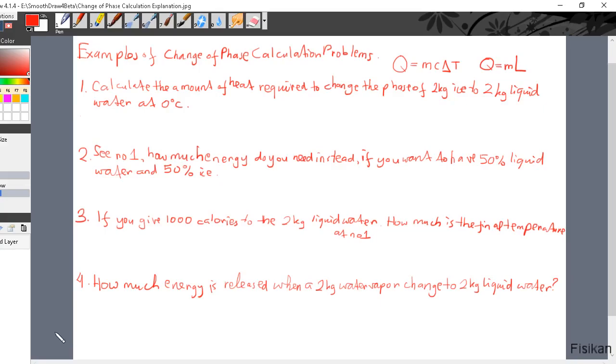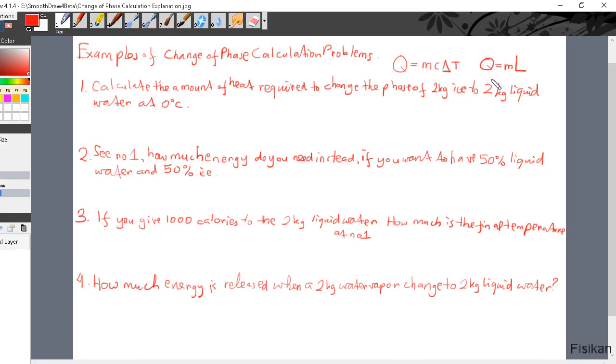Okay, so in this video you will see some examples of change of phase calculation problems. I have written down the formulas that you need. Q equals mc delta T is the formula used to find the amount of energy needed to change the temperature of a substance without changing its phase. And the second one, Q equals ml, is used to find the amount of energy needed to change the phase of a substance without changing its temperature.